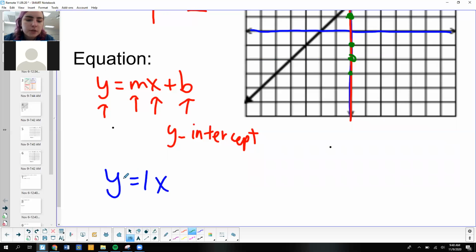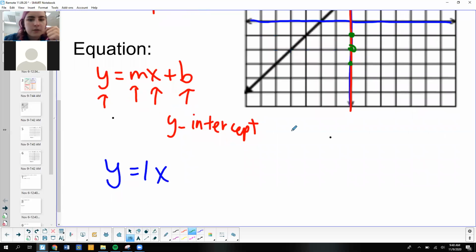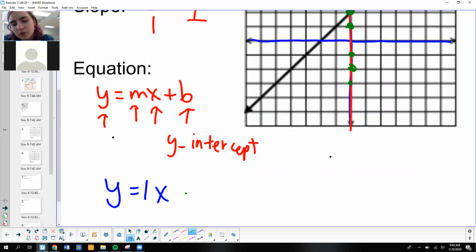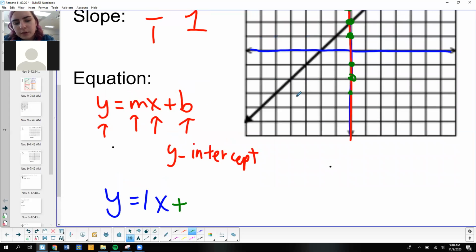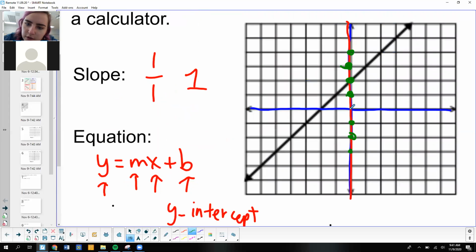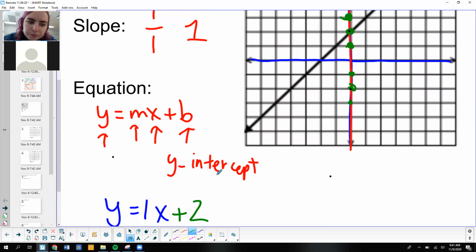So the equation for this one is y equals 1x, and that 1 is our slope. So y equals 1x plus b, and b is +2. So the equation for this one is y equals 1x plus 2. And that 2 is because the line intersects the y-axis 2 up. So we go up 2, and that's a +2. If it intersected down here at -2, we would write -2.